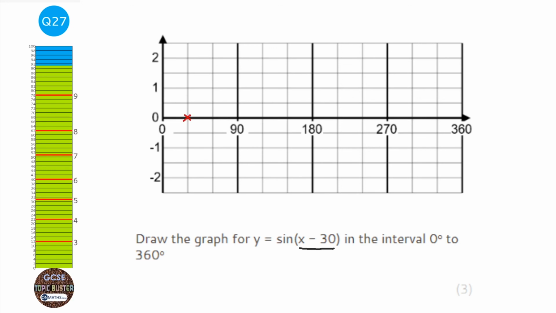sine thinks we're at 0 because that point there is 30. So we're going to do 30 take away 30, which is 0. Sine thinks we're at 0, which it will spit out the 0 as the answer. Similarly, at this point here, it's 120. We're going to take away 30, which is 90, so sine thinks we're at 90. So all the way along here, sine thinks that we're kind of 30 to the left.